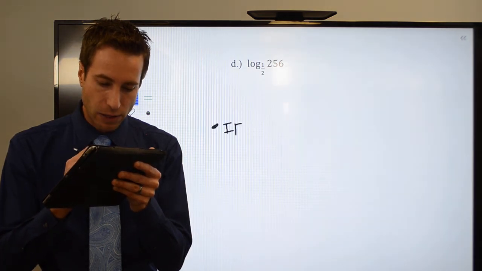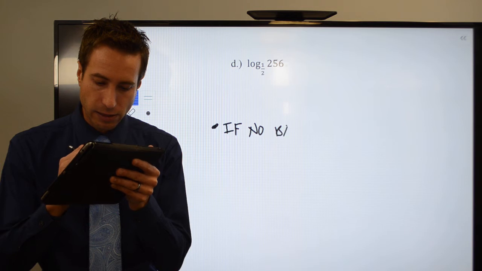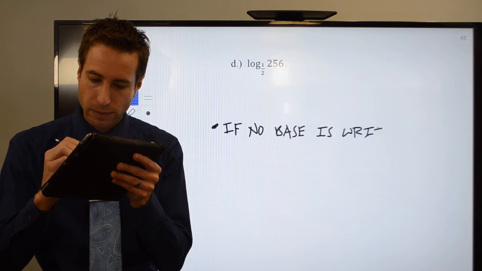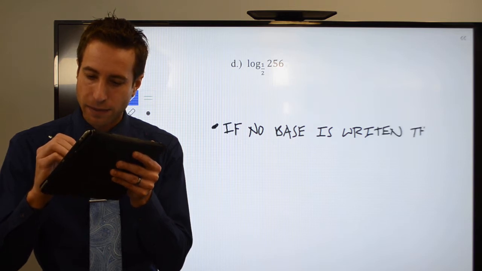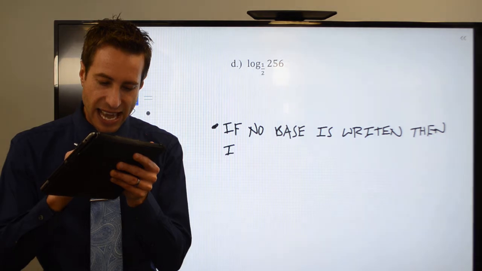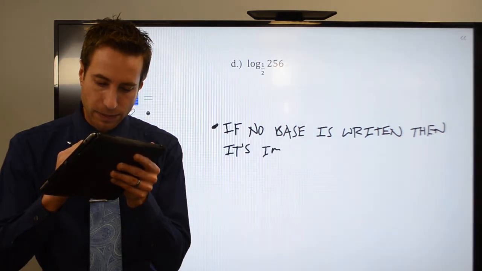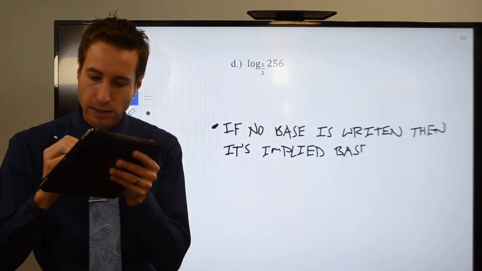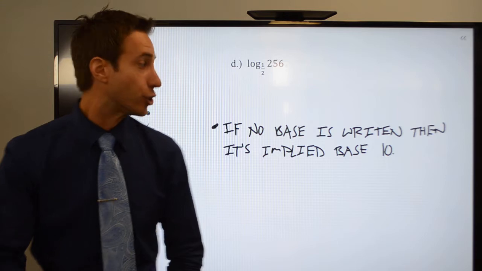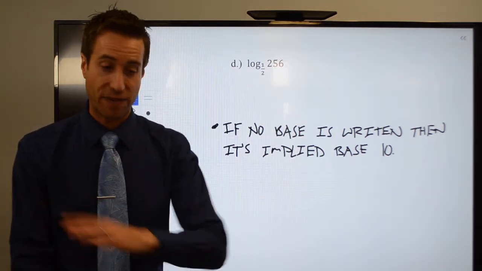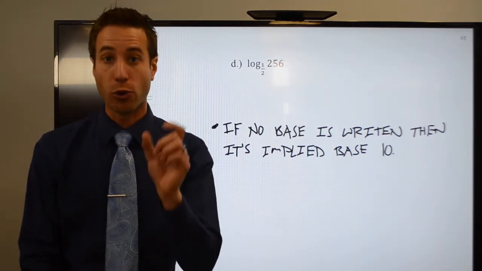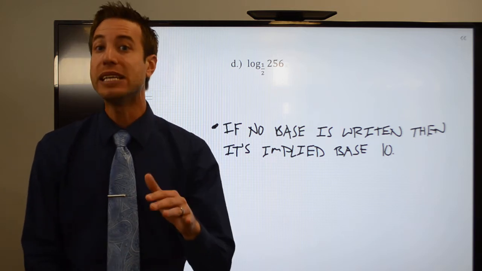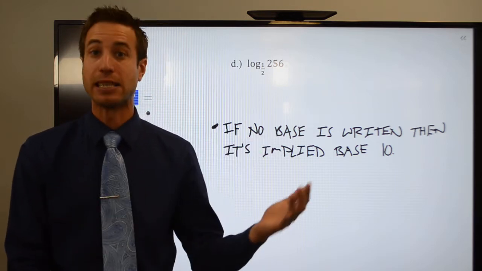If no base is written, then it's an implied base 10. In algebra, in fact in all of math, if it's a logarithm base 10, we're not going to write the 10. You need to know that if there's no base written, it's an implied 10.